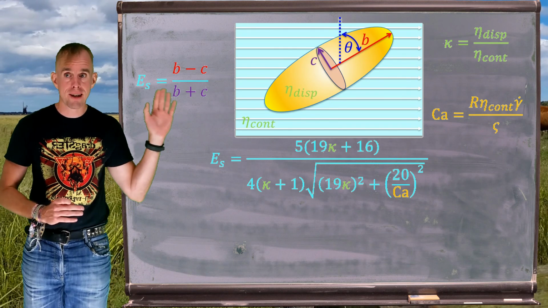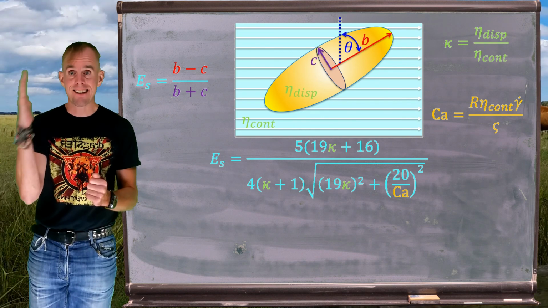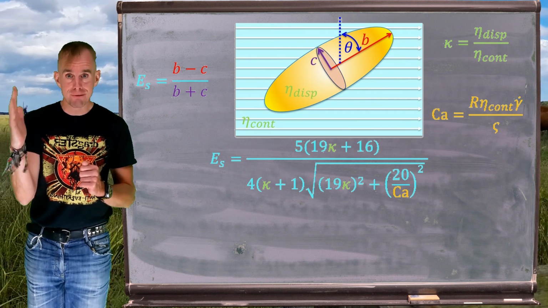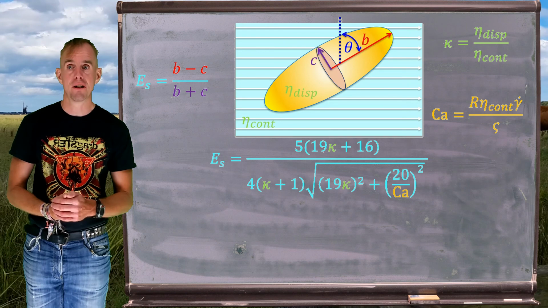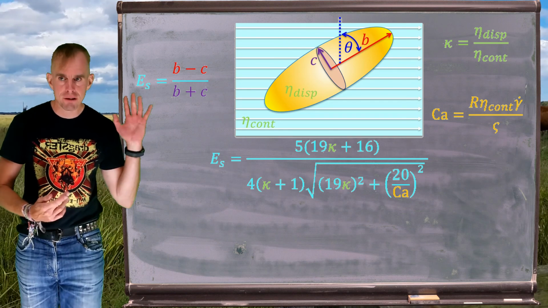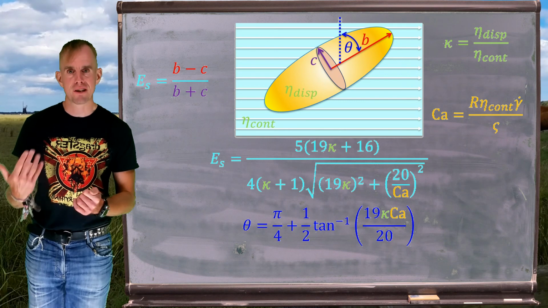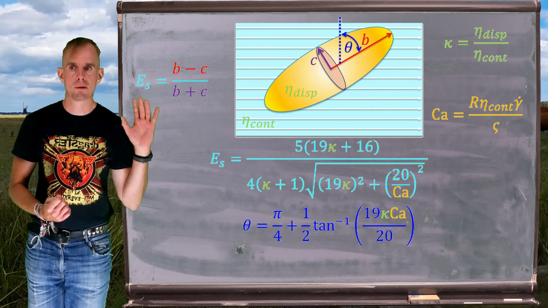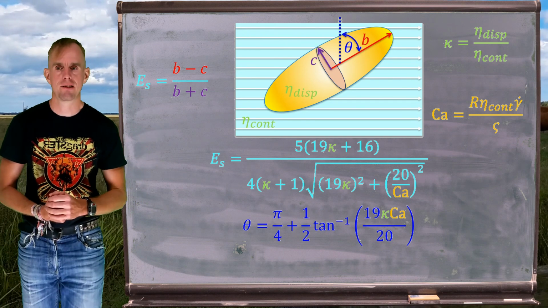I've drawn theta there on the board between our semi-major axis B and that perpendicular direction to the direction of flow, which is very important to remember, otherwise you get a very unphysical picture of what the rotation actually is. So that rotation theta is also a function of viscosity ratio kappa and capillary number. So those are the two expressions we're going to examine. Let's first of all examine some limiting cases.